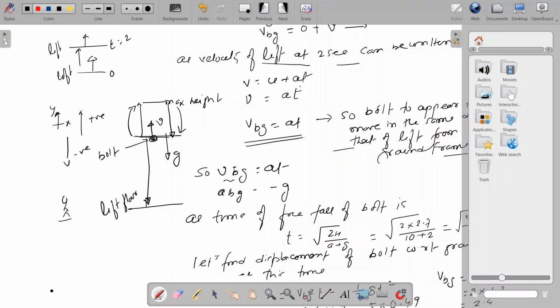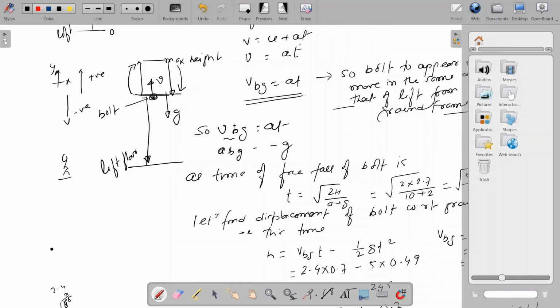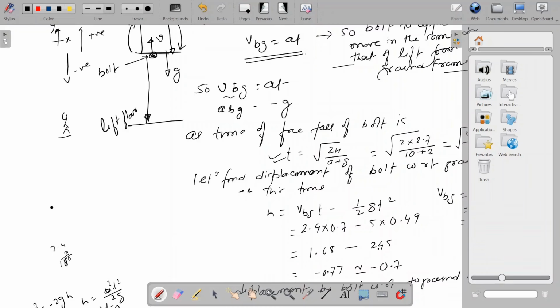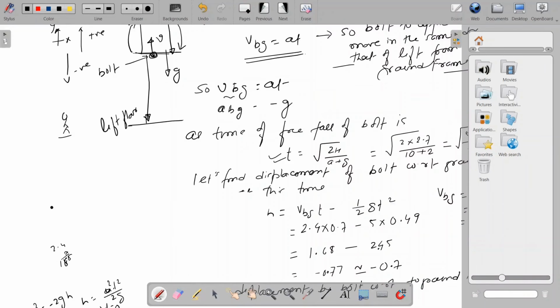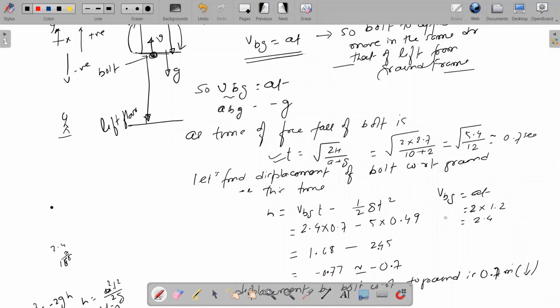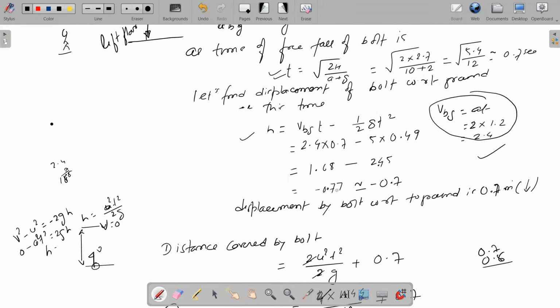Now, we already know the time of free fall from our previous calculation. The initial velocity of the bolt, with respect to the ground, is equal to the velocity acquired by the elevator in the first 2 seconds. Using v equals u plus at, we can calculate the initial velocity of the bolt. Now, to calculate the displacement of the bolt with respect to the ground, we use s equals ut plus half at squared. Substituting the appropriate values, we can calculate the net displacement of the bolt during its motion.